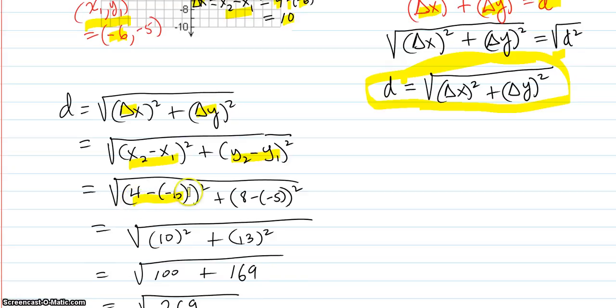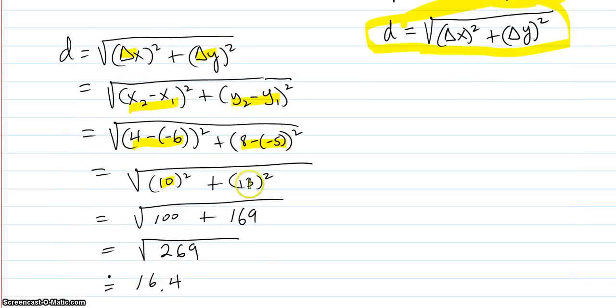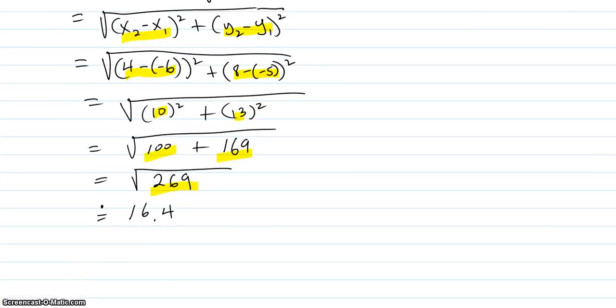You put the numbers in from the points. You get your numbers, you square them out, you add them up, and maybe it comes out nice to a whole number, or maybe you have to do a decimal. It's okay to have this or that.